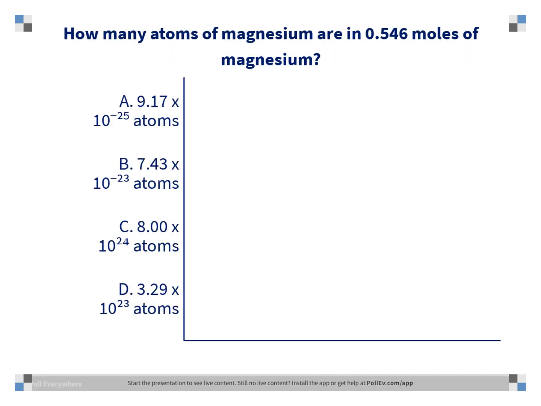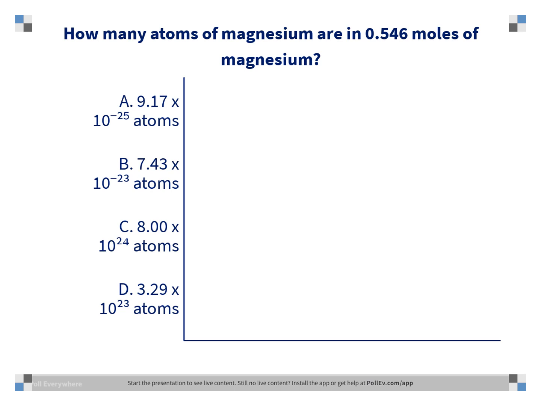The correct answer is D, 3.29 times 10 to the 23 atoms. First, we identify what units we're starting with and what units we are ending with. Then we identify what equations or conversion factors link them together. In this problem, we are going from moles to atoms, so we will need to use Avogadro's number.